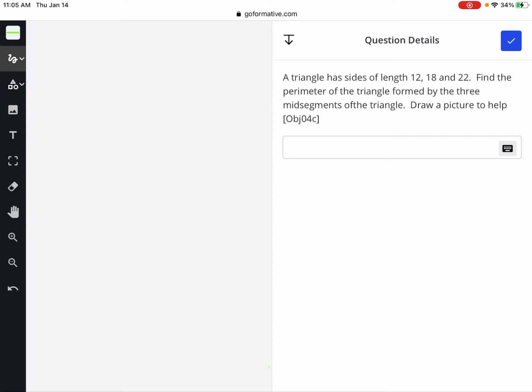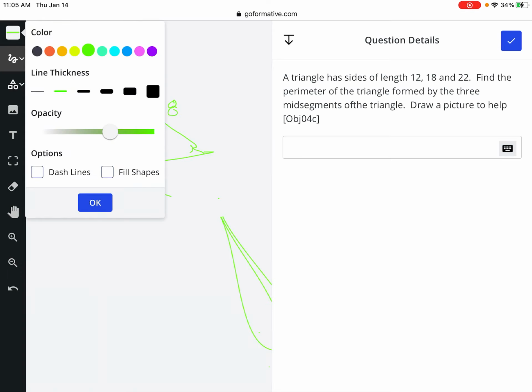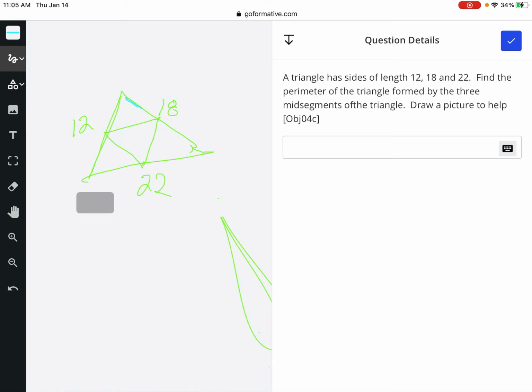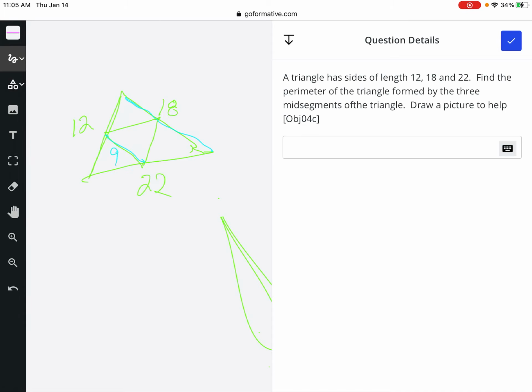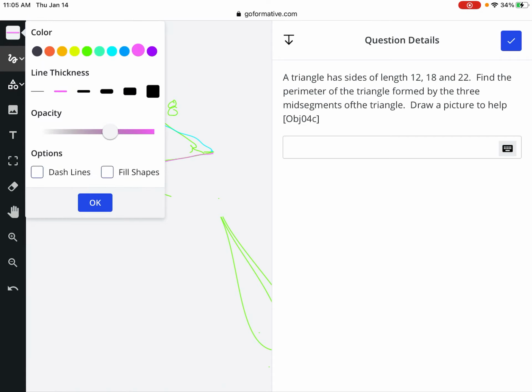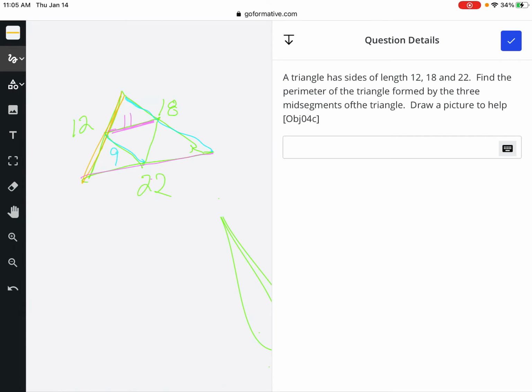Okay, so a triangle has side lengths of 12, 18, and 22. This one's actually, don't overcomplicate this. It says find the perimeter joined by the 3 mid-segments. Mid-segments join the midpoints. So if this side is 18, this has to be 9 because the length of the mid-segment is always half the side that it's parallel to. This one here, if this is 22, then this side would be 11. And last but of course not least, this side is 12, so this would have to be 6.